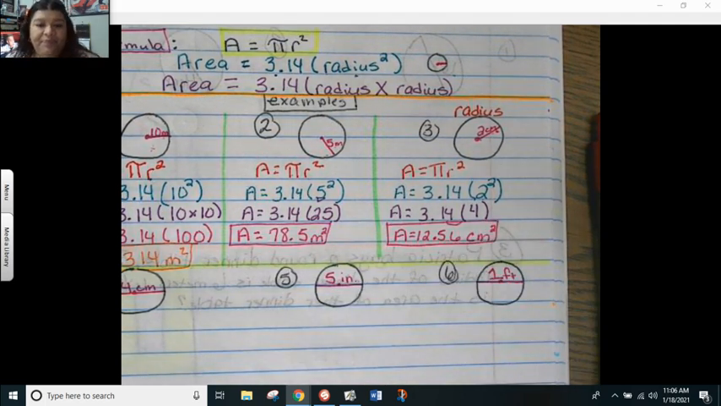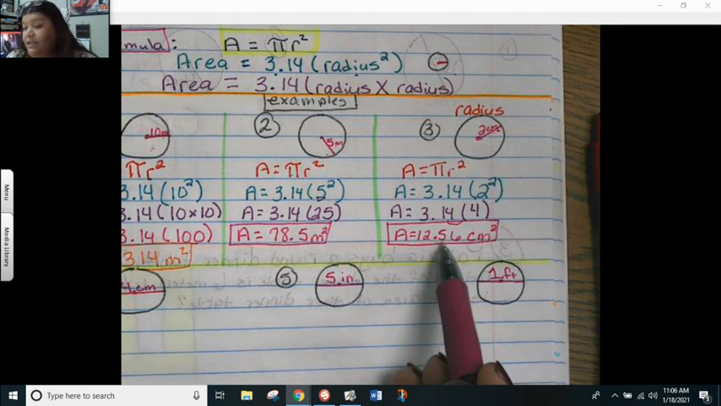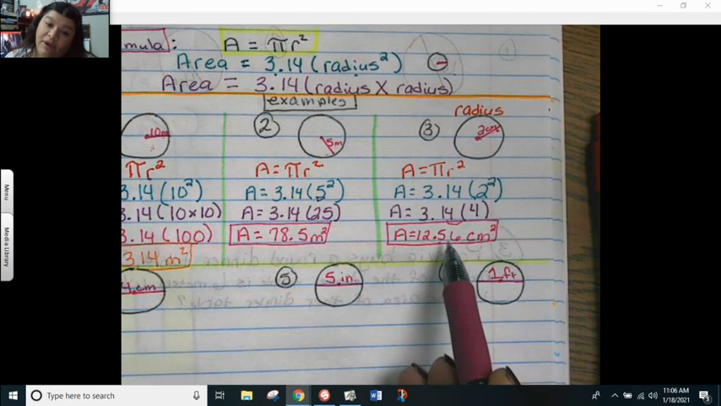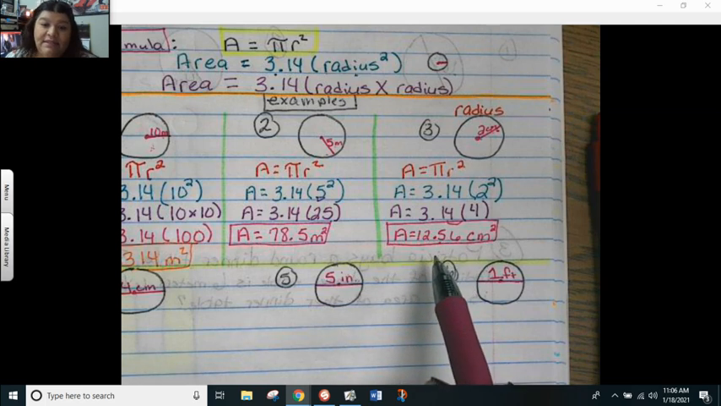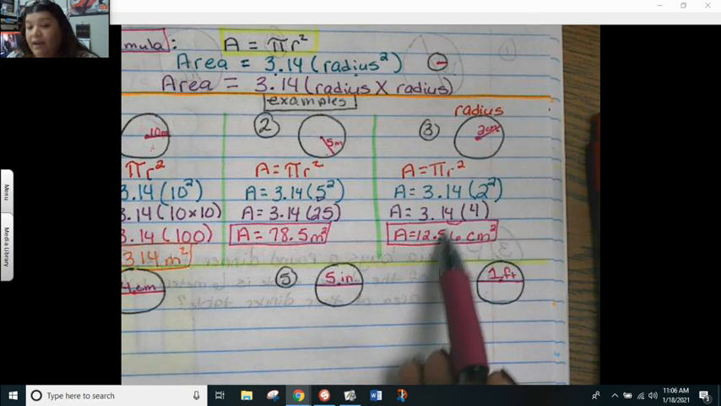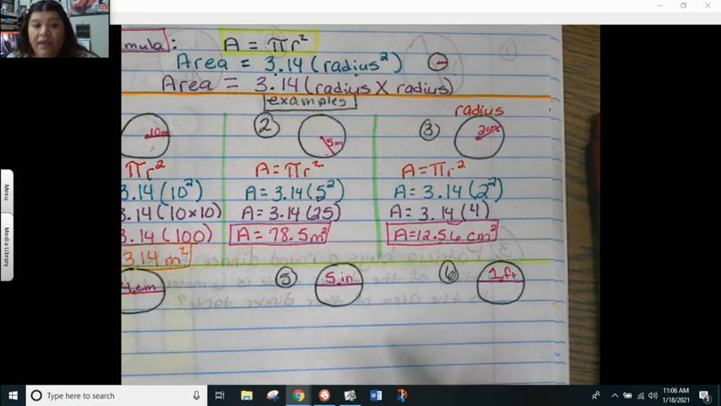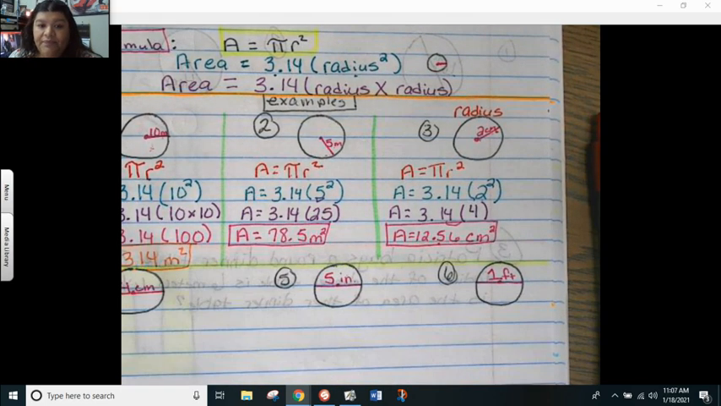Just like that. Okay. Now, had they asked you to round your answer to the nearest tenth, then I would have to round that to 12 and 6 tenths. Sorry, 12 and 6 tenths. This 6 will turn that 5 into a 6. All right. So that's how you do it with radius.